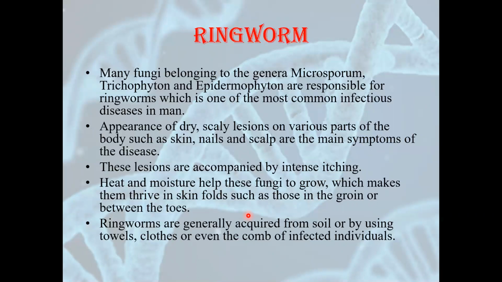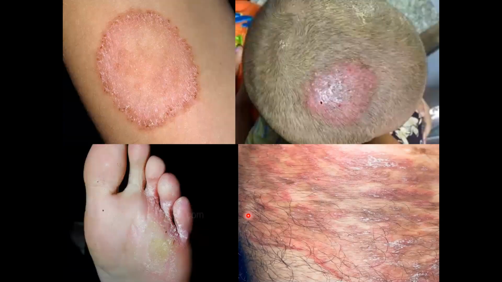Generally, from where do we get this? We get this from soil or by using towels, clothes, or even the combs of an infected individual. So these are very easily transmitted simply by using the things that have been used by the person who is infected. This image shows the various ringworms.